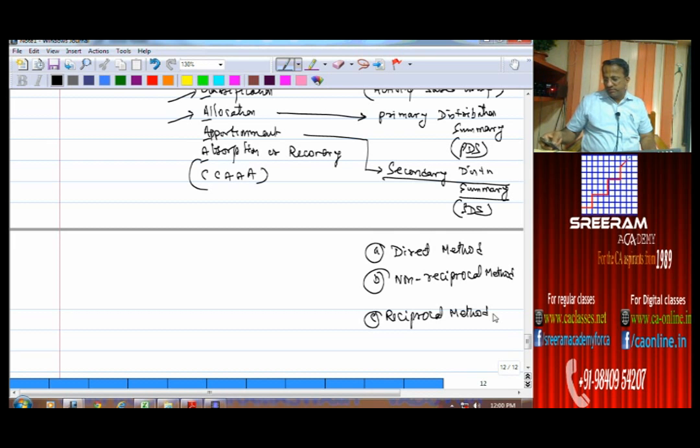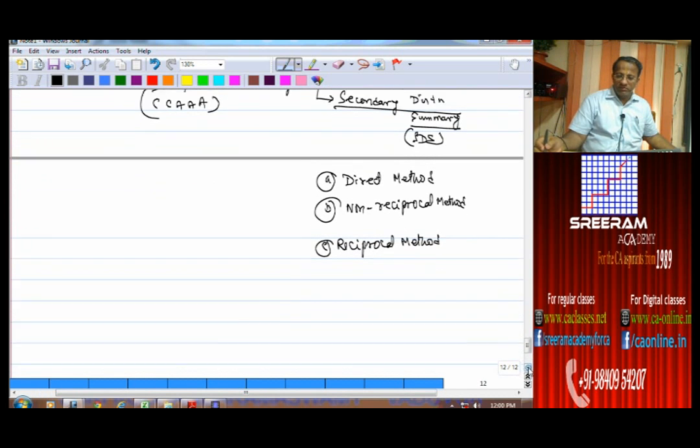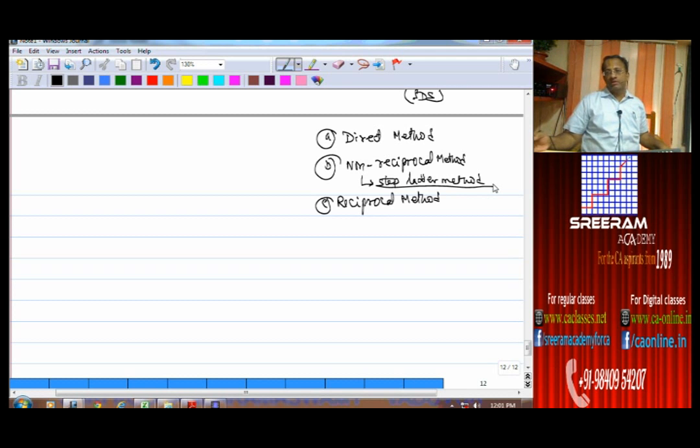What are those? Direct method, non-reciprocal method and reciprocal method. Non-reciprocal method, we will call it out as step ladder method. Non-reciprocal method can otherwise be referred to as step ladder method.